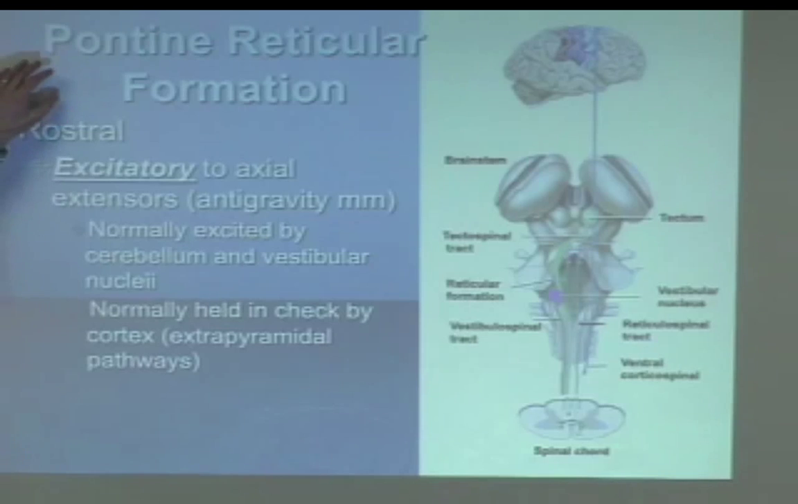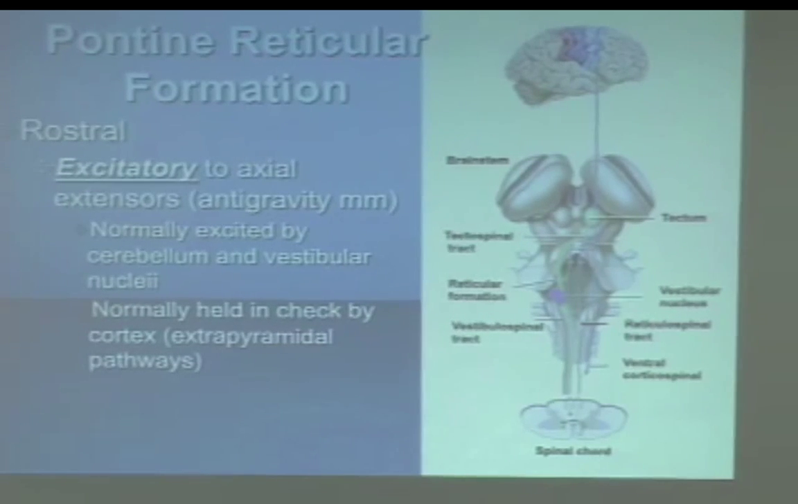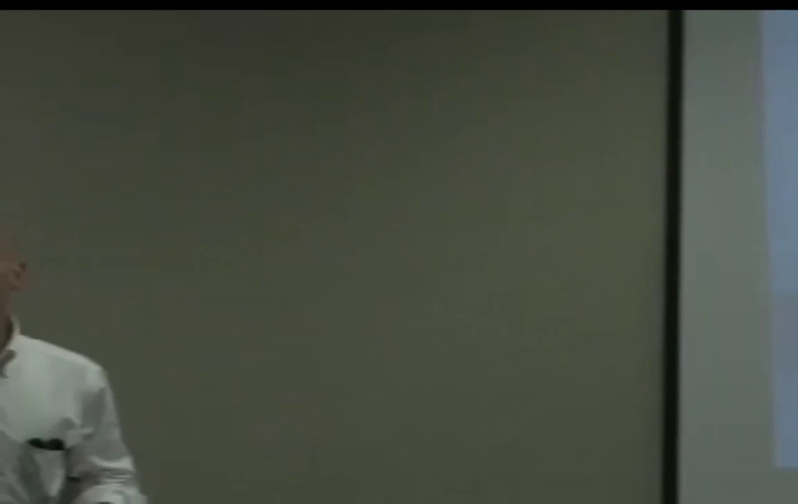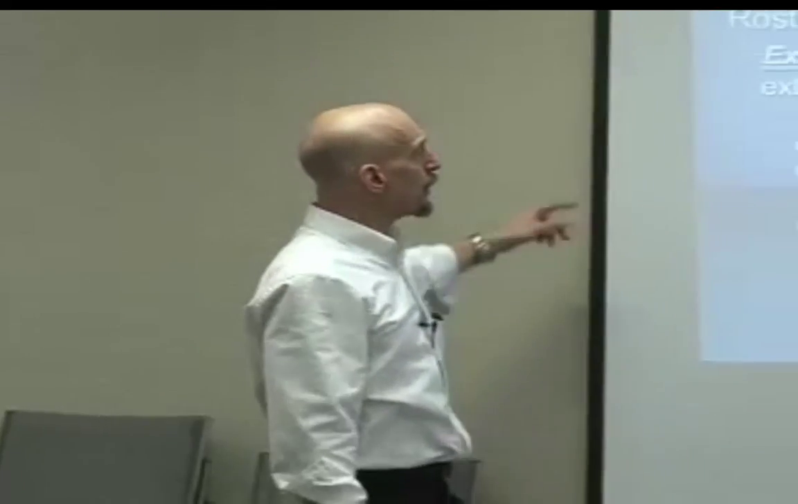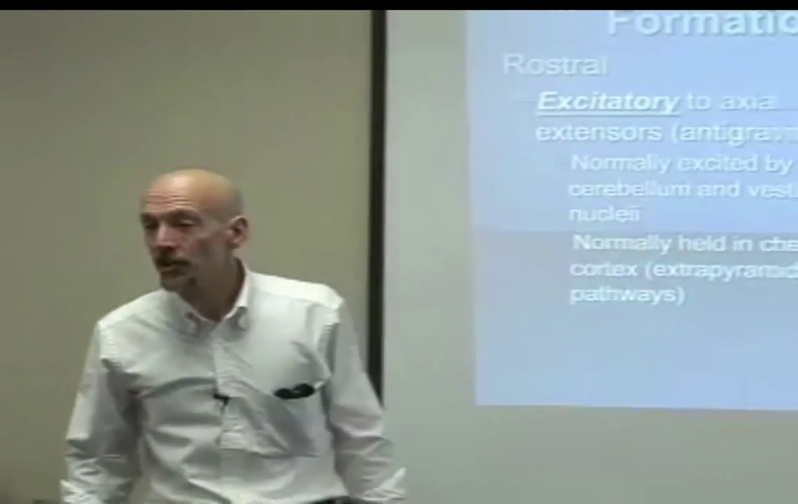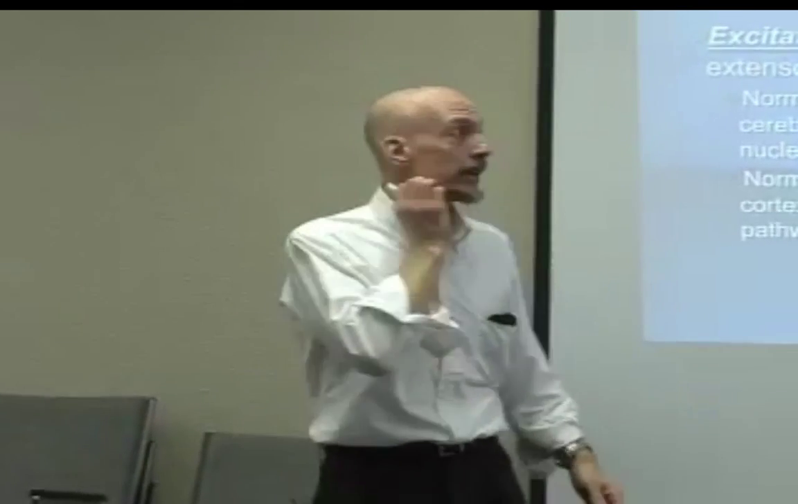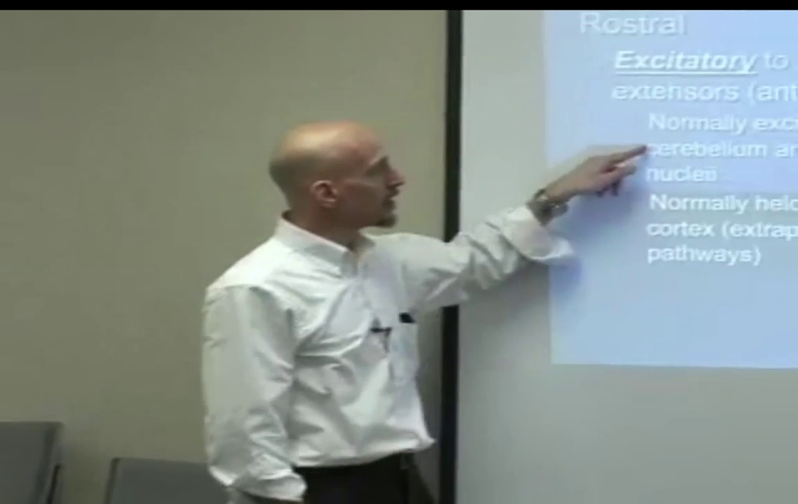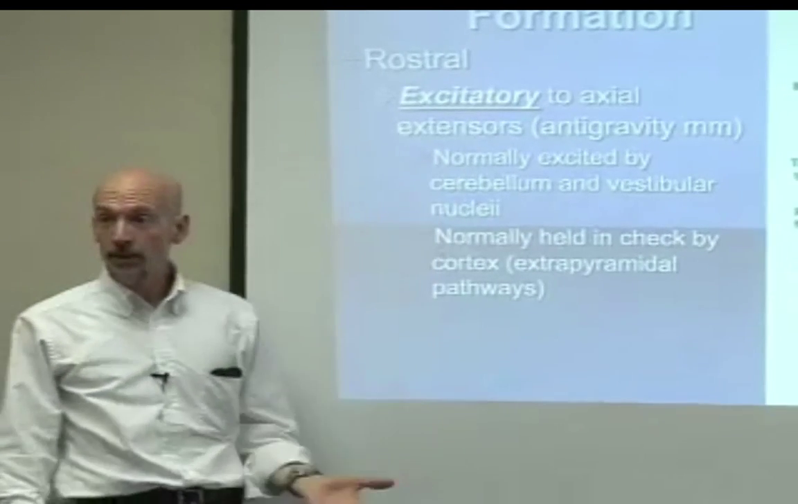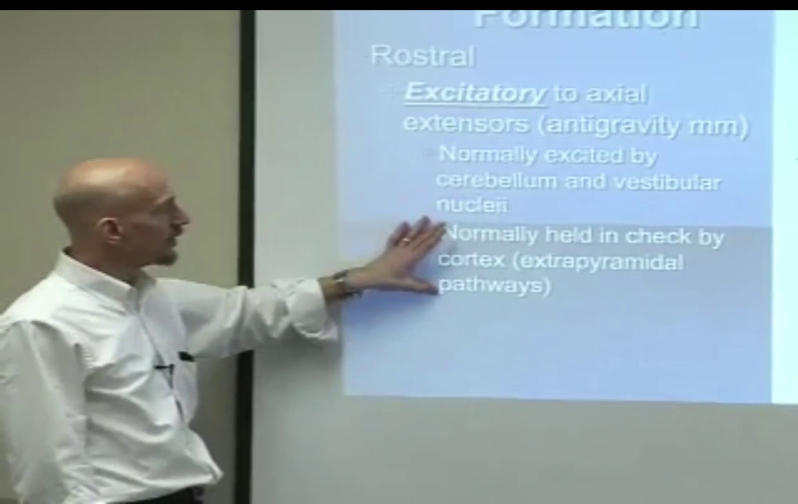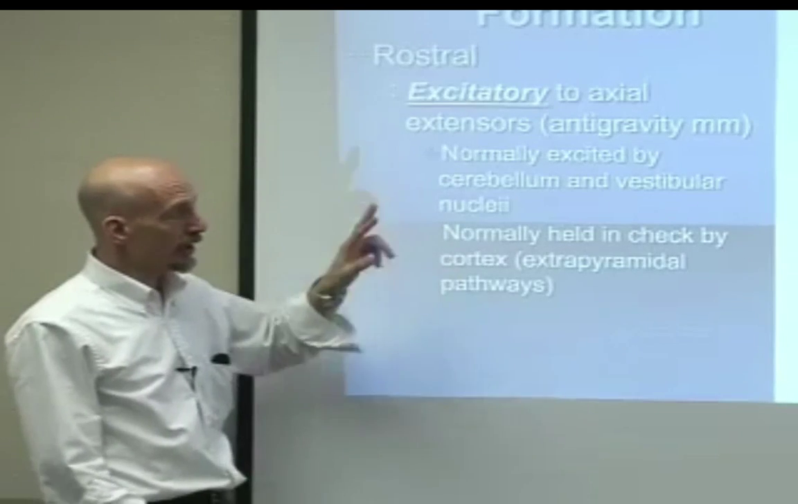Okay. Pontine reticular formation. So, reticular formation, what do we need to know? There's an upper part and a lower part. The upper part is excitatory. The lower part is inhibitory. That's what we need to know. The upper part is excitatory to our extensors, our axial extensor muscles, the things that hold us upright in the gravitational plane. This is normally excited by the cerebellum and the vestibular nuclei. What have I been telling you, right? And it's normally held in check by the cortex. And we'll look at that in just a second.